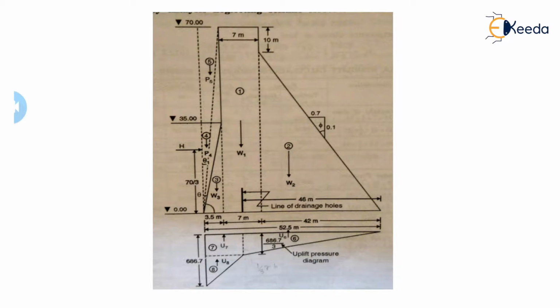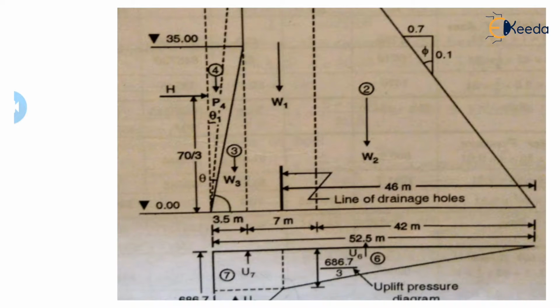The upstream face is partly vertical, partly inclined. The downstream face, from 10 meters above, or from the top section, will again be inclined, and its slope is given in the ratio 0.7 to 1, that is, horizontal to vertical. Here you can see the 0.00 RL is given at the base section.